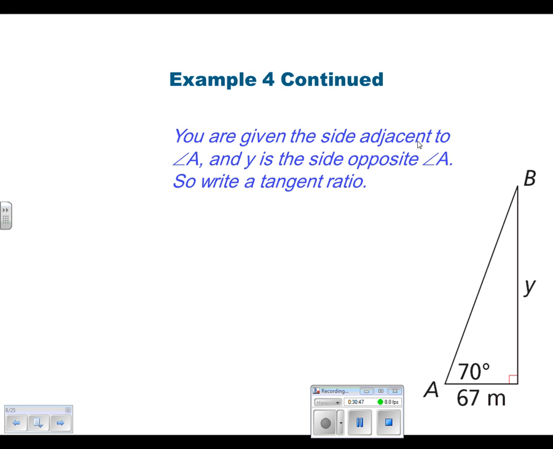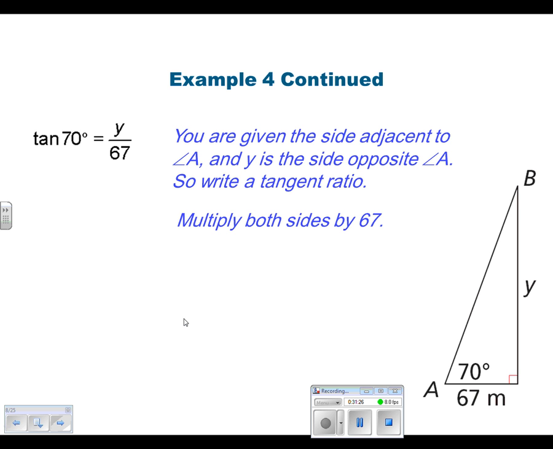You are given the side adjacent to angle A, and Y is the side opposite to angle A. So write the tangent ratio. We have the side adjacent to angle A, 67 meters, and the side Y opposite to angle A, so we have the tangent ratio: tan 70 equals Y over 67.